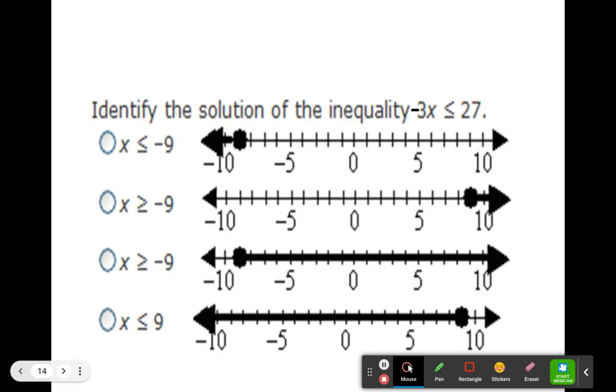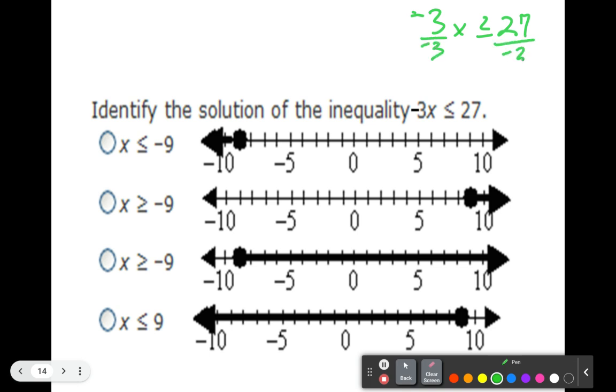All right, identify the solution of the inequality -3x is less than or equal to 27. So remember, I have a less than or equal to sign here, so all of the circles are closed. So let's just solve for x. -3 and x are multiplying, so we have to divide by -3 on both sides.